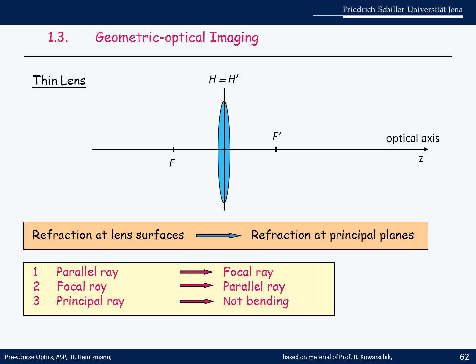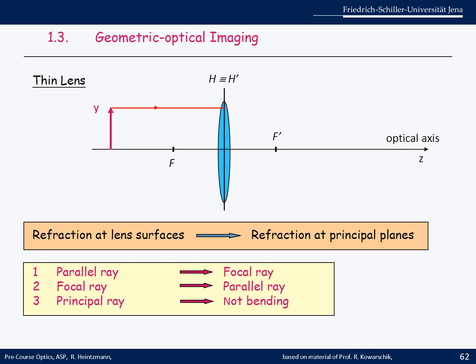So in this example, I'm going to show you how to make a construction to see where an image of a particular object forms. So for this, we put an object somewhere, and now the task is to work out where the image will be forming. For this, there's basically three different rays that we have to consider.